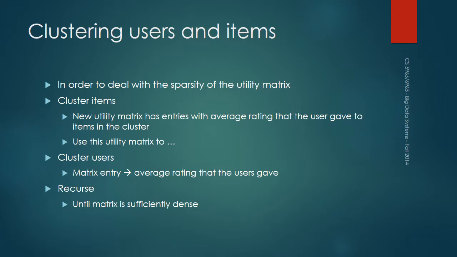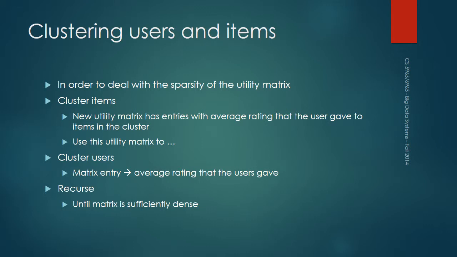So first cluster the items, then cluster the users, and then you can recurse until the matrix is sufficiently dense. Once you have a dense matrix, that's what you started off with. So this is a scalable approach for filling out the entries. Remember, we talked about how the original matrix is very, very large, and it's not really practical for us to estimate a dense matrix for that. But in this clustered form, you have a smaller matrix, both in the number of items and the number of users, so it makes sense to get a dense estimate here.